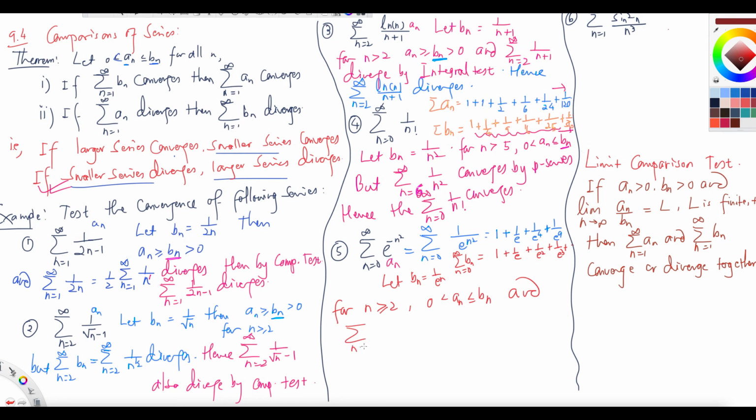And the summation of n equals 2 to infinity of b_n equals the summation of n equals 2 to infinity of 1 over e to the n, okay? Does it converge or diverge? It is a geometric series with r equals 1 over e, which is less than 1. So the summation of b_n from n equals 2 to infinity converges.